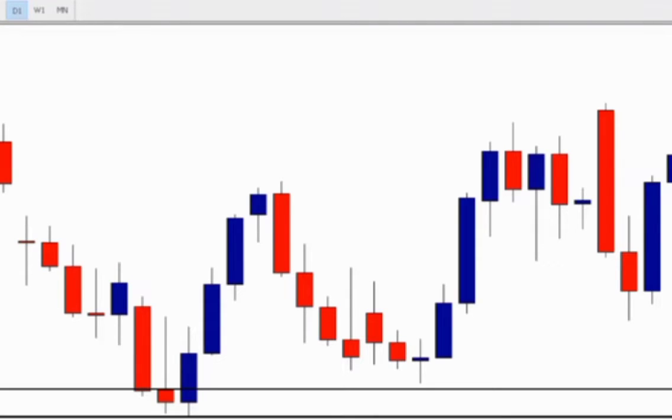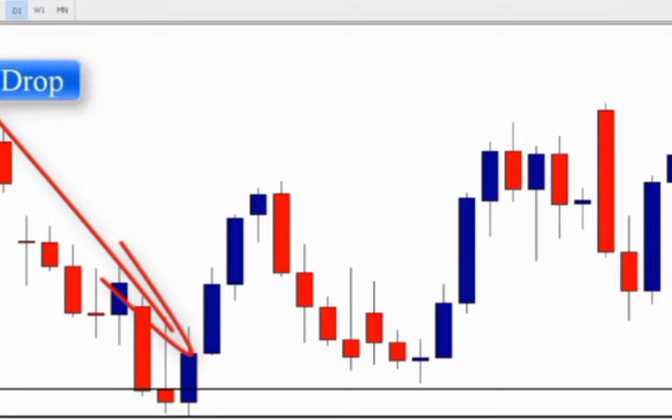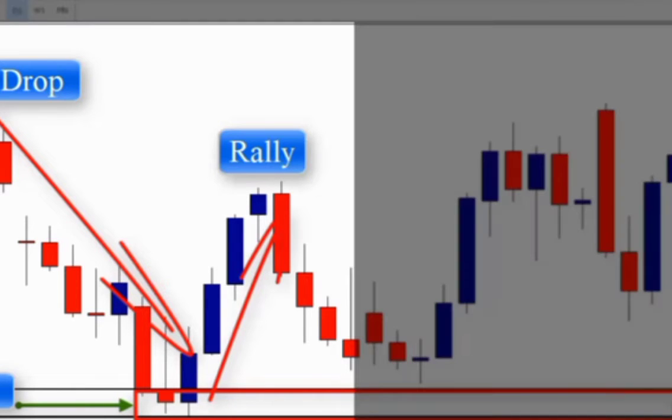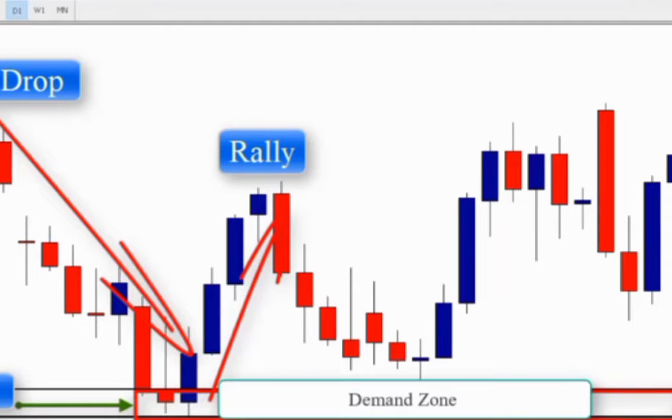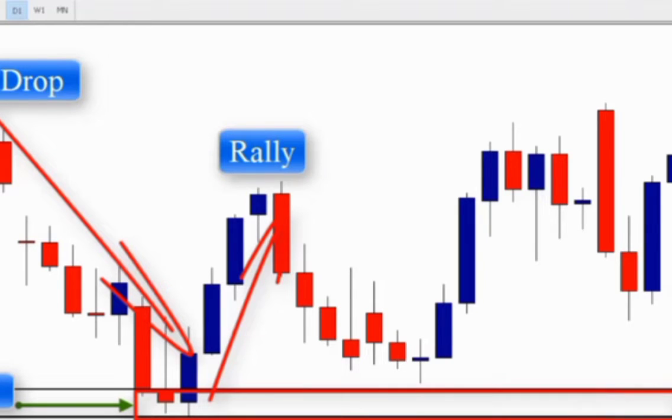This is another drop base rally demand zone pattern. As you can see in this daily chart, we have a drop, base, and a rally. You should know that sometimes we can find only one candle that forms the base, as in this example. So after drawing the zone, we can wait for a price action setup to form at the zone. As you can see here, we have a nice doji pattern that formed a little bit far from the zone and the market went strongly up.